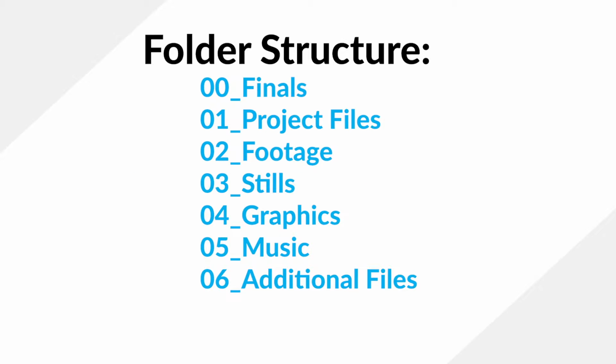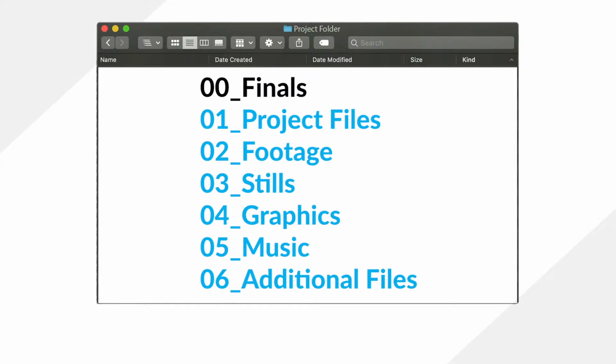Here is a good folder structure. Let's go through each one of the folders one by one. On each one of the folders, I've started with 00 underscore, 01 underscore, etc. at the beginning of the folder names, so they'll always stay in the same order like I like them. Finals goes at the top. This folder stays empty until the very end. When I'm done with a project, I always export the final render and put it in this folder. So when I come back to a project later, I know right where my final export is.